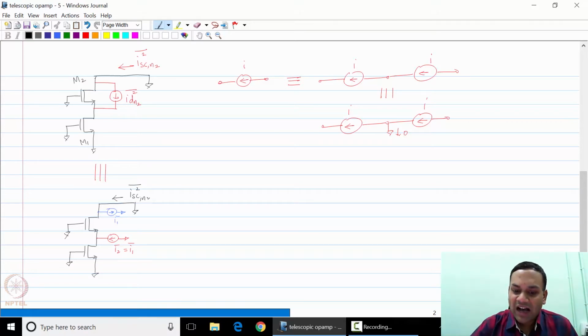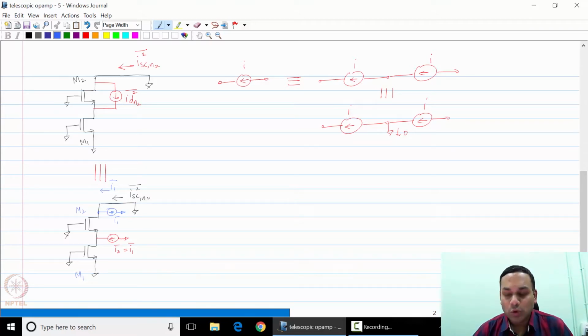If you look at I1 first, I1 has the option of flowing down into the drain of M2 or up into the short circuit. Of course, I1 will prefer to flow into the short circuit directly because it's the path of least impedance. So there is a current I1 flowing in this direction through the circuit.